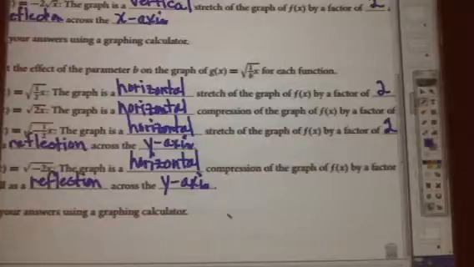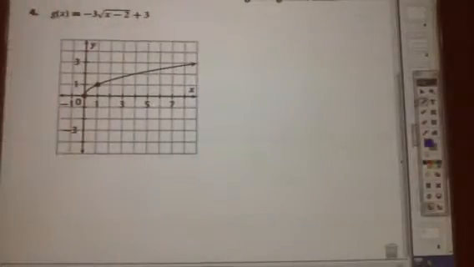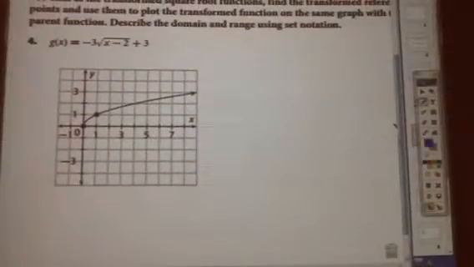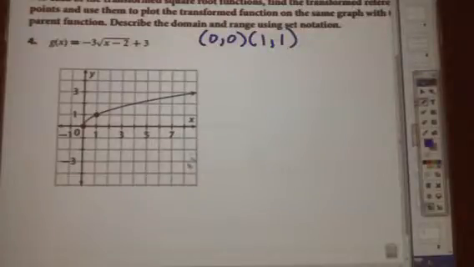Okay, turn to page 593. Your turn. Okay, what we're going to do now is we're going to take our graph. On our graph is the parent function. This right here is the parent function. It has 2 reference points, which are 0, 0 and 1, 1. They are on the parent function, so we're going to use those reference points.